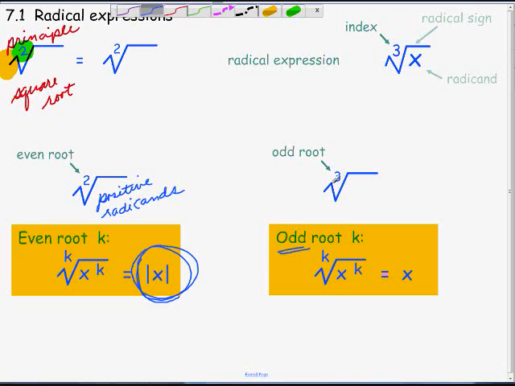Now, what do we call this number that tells us what the root is? We call that the index. So that's a new word for us to pay attention to. The radical sign, the radicand, and now the index.